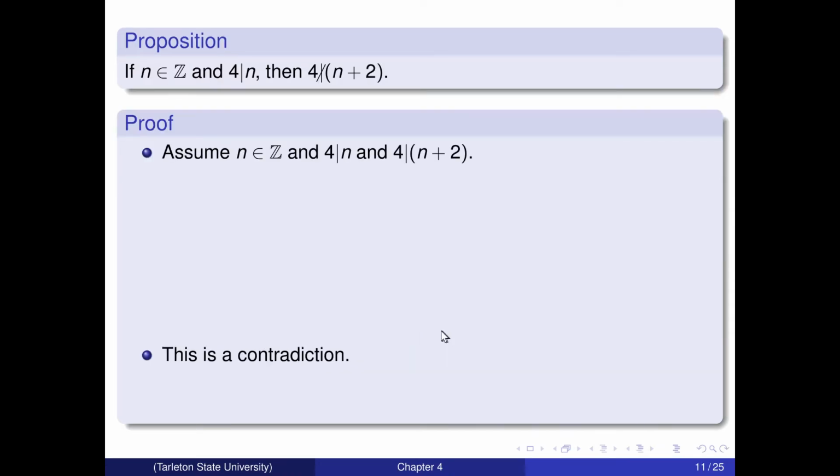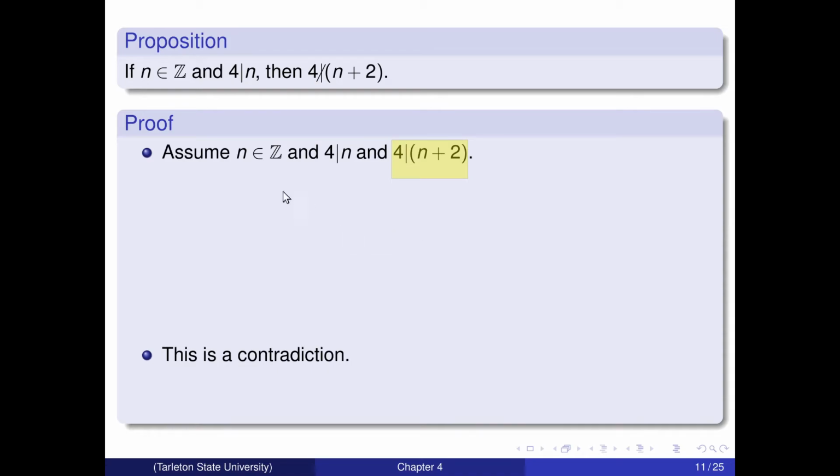Okay, let's go ahead and take a look at this. So again, we're assuming that n is in Z and 4 divides n, and that 4 divides n plus 2, and we want to show this leads to a contradiction. So again, we're assuming this stuff is true, and we're assuming the negation of this, which is that 4 does divide n plus 2.